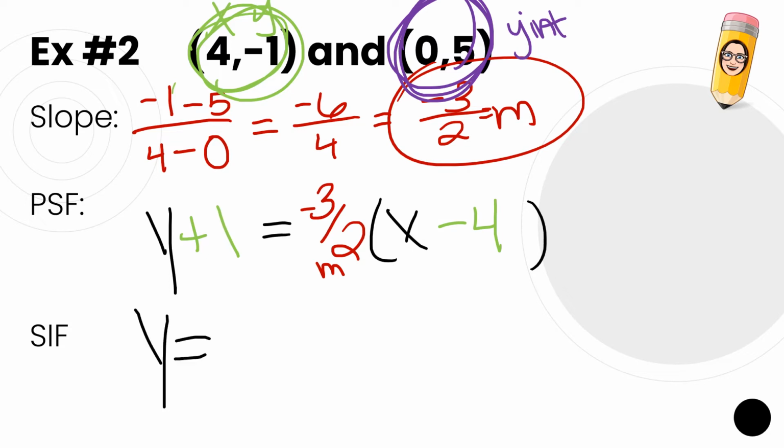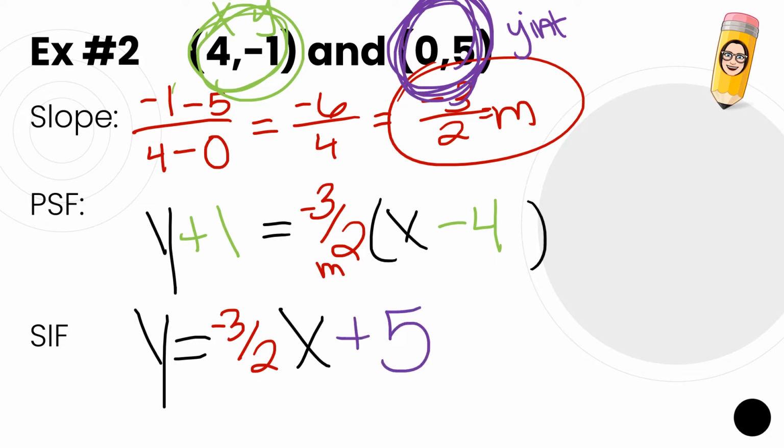Slope-intercept form just needs a slope and a y-intercept. My slope is still -3/2. But my y-intercept was given to me. It's a +5. Now, if you distributed and subtracted the 1 over, you'd still get this answer. Okay, I don't want to steer you away from doing the same steps every time. But if I'm already given the y-intercept, it makes it a little easier.